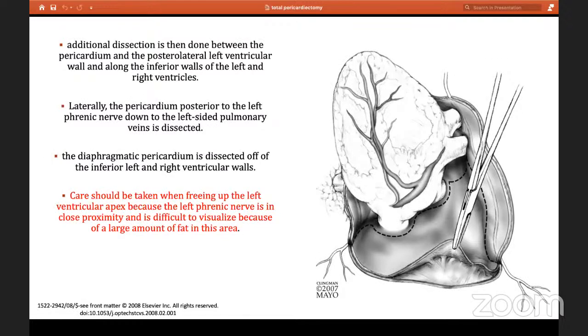We have to do additional dissection between the pericardium and the posterolateral LV wall along the inferior walls of the left and right ventricle, as shown in dots here. The pericardium posterior to the left phrenic nerve down to the left-sided pulmonary vein is dissected, sparing the left phrenic nerve as a pedicle. The diaphragmatic pericardium is dissected off the inferior left and right ventricular walls as well. We have to take care when freeing up the left ventricular apex, because the left phrenic nerve is in close proximity, and it is difficult to visualize because of a large amount of fat in this area.